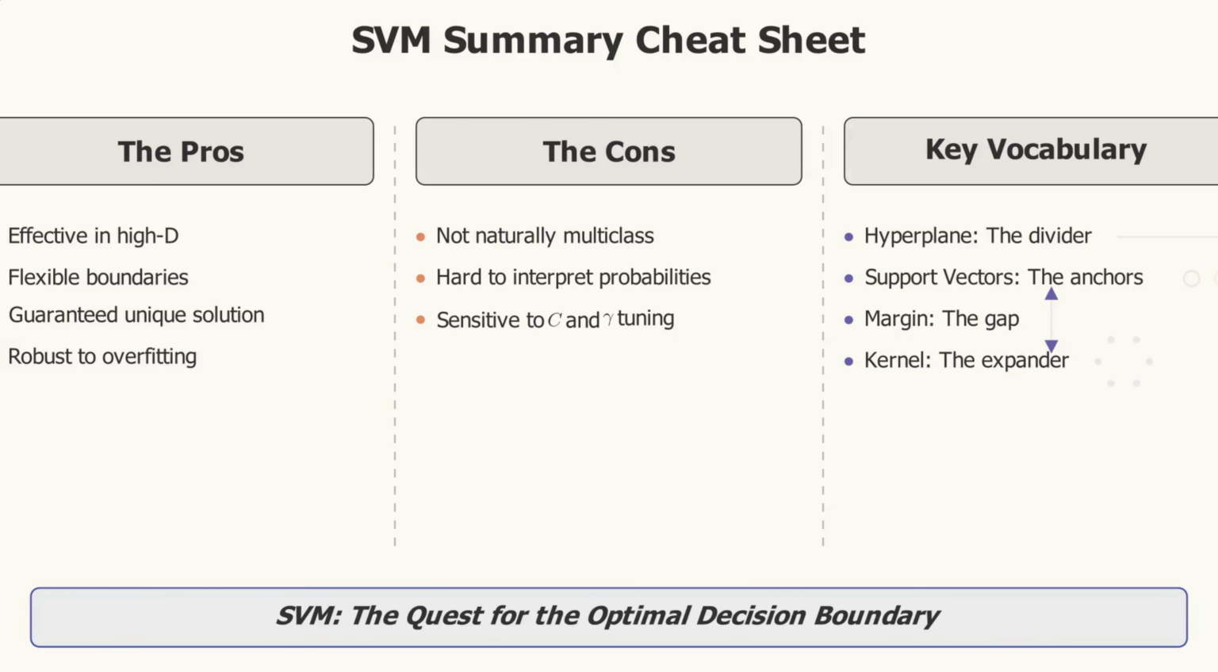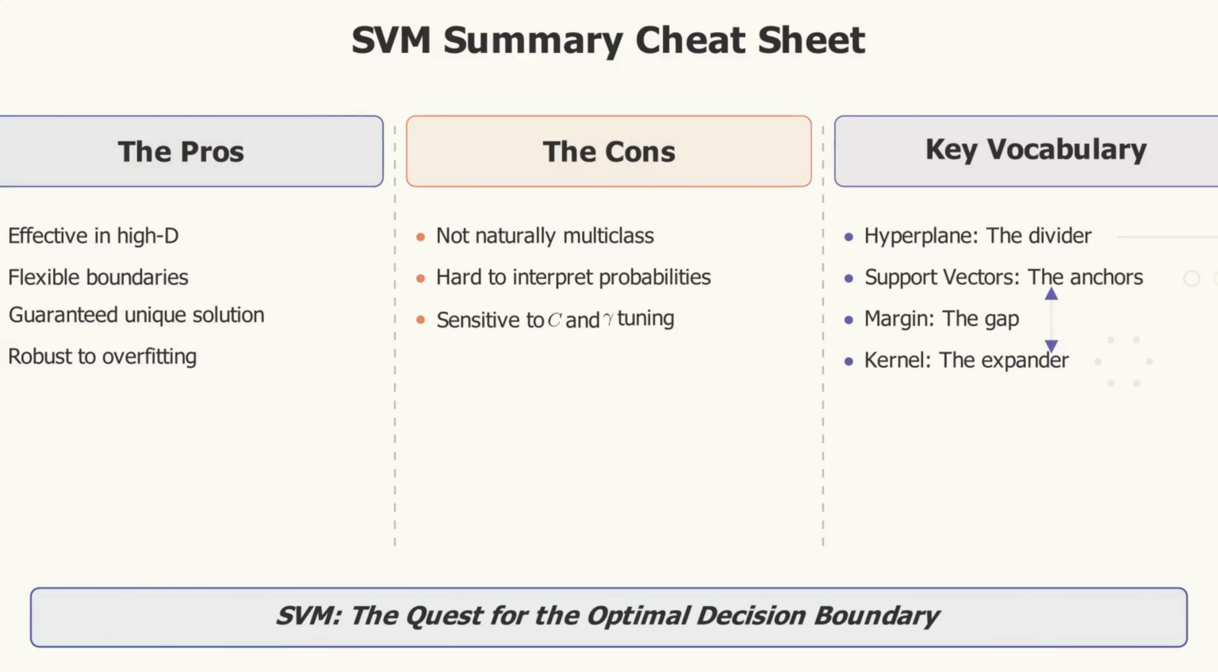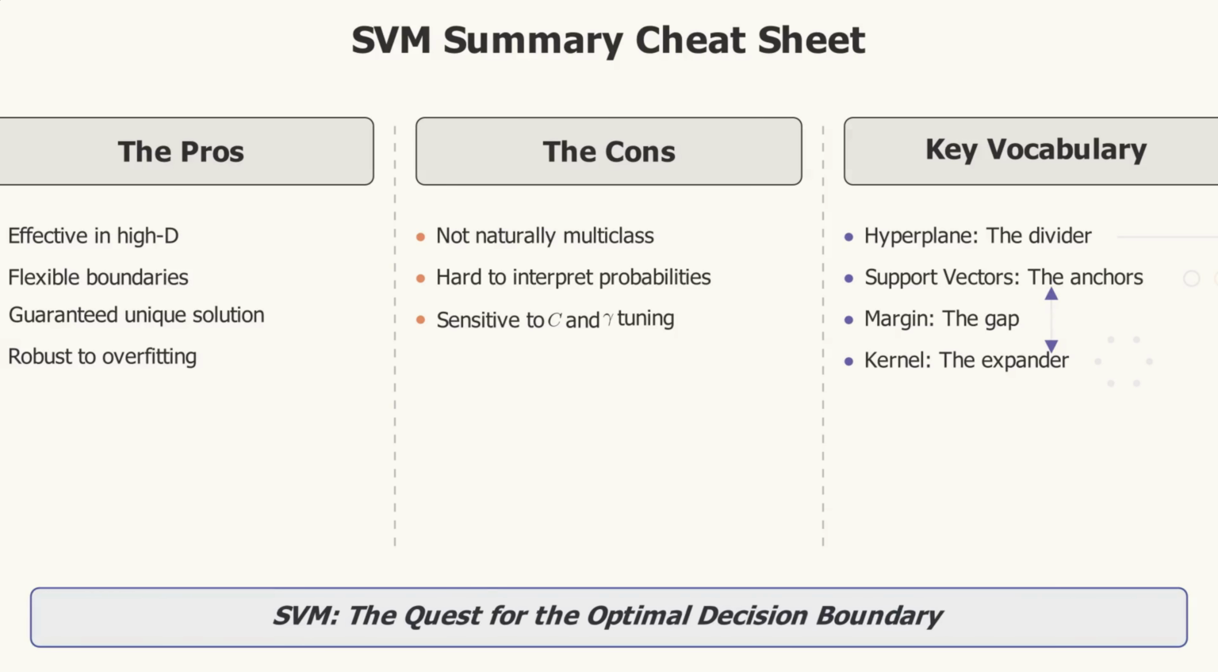At its heart, SVM is simply the quest for the optimal decision boundary. Support vector machines are incredibly effective in high-dimensional spaces and offer unique, robust solutions that are naturally resistant to overfitting. By balancing the margin width with the regularization budget, we create models that don't just memorize data, but truly understand the patterns within it.